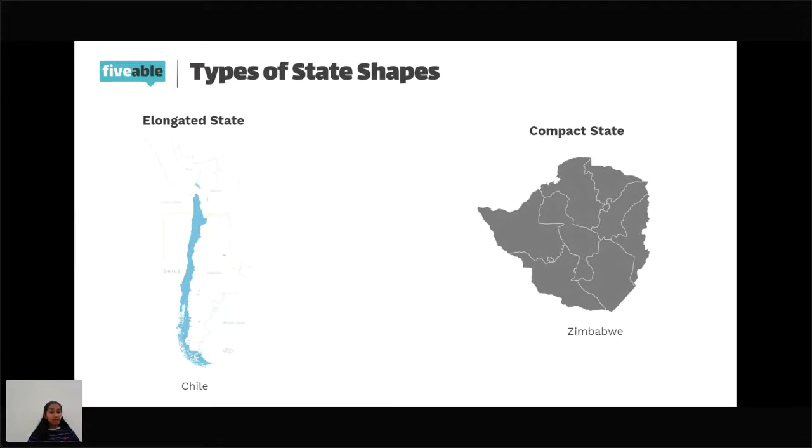On the other end of the spectrum, there's a compact state. So this is Zimbabwe, and a compact state is a lot more efficient in communication, travel, governance, and defense because there's less distance from the center to the outside edge, and it's more circular shaped. So everything's compacted into one, it's easier to make everything run smoothly and establish infrastructure and do all of that.